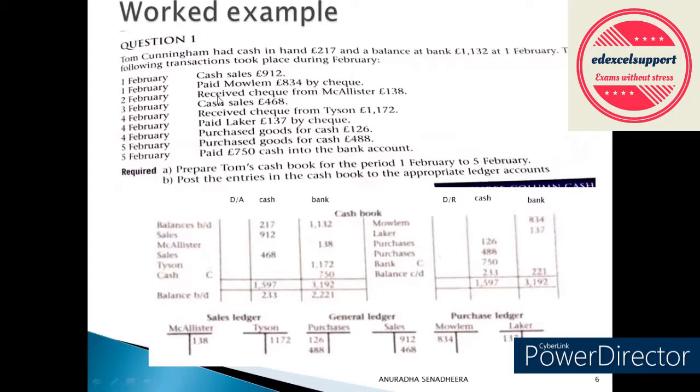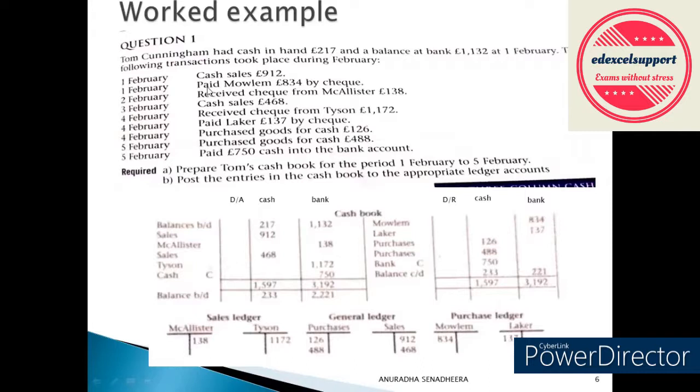Third one is received check from McAllister. So you get a check. Check means bank now, you know. So bank account will be debited. So when you are receiving a check, the side will be debit side, column will be bank, amount is 838. Relevant other account name is the trade receivable account, McAllister's account.